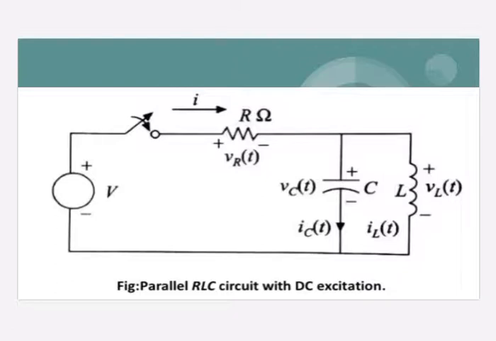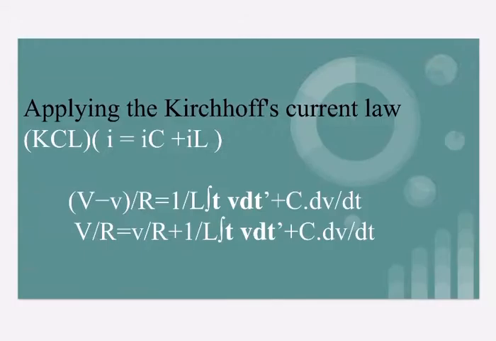So we have to apply Kirchhoff's current law in this circuit, so that we have the equation as V by R equal to 1 by L integral from t naught to t of V dt plus C into dV(t) by dt. By further simplification, we have the equation V by R plus 1 by L integral of V dt plus C into dV by dt.